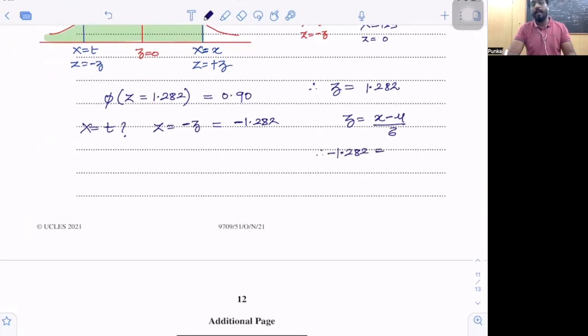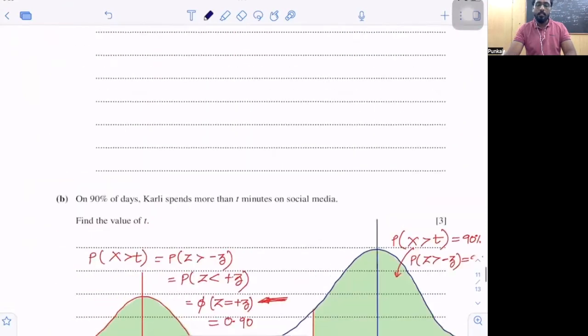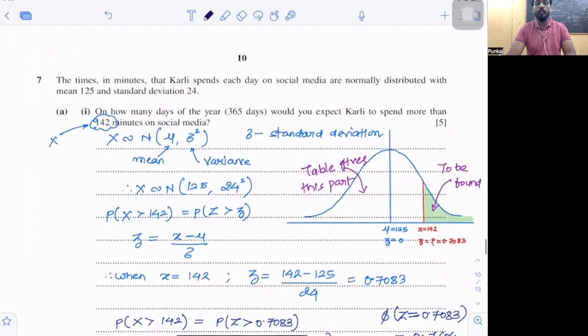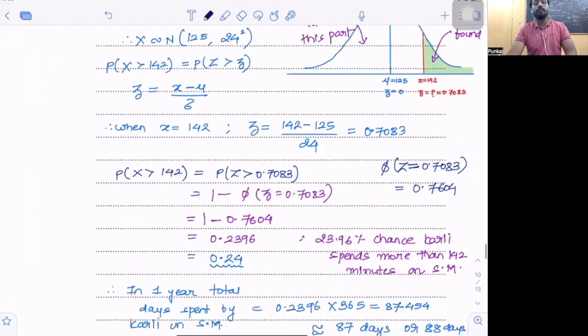So I write here minus 1.282. Then the value of x, I do not know. That is what I'm trying to find. That value of x is going to be t, right? So I write t, and then minus mu. That was the mean, isn't it? So do you recall that the mean was 125? So I write here 125 divided by sigma. So sigma was 24, isn't it? Let's quickly confirm the values, students. It's always better to confirm the values. So mean is 125 and sigma was 24.